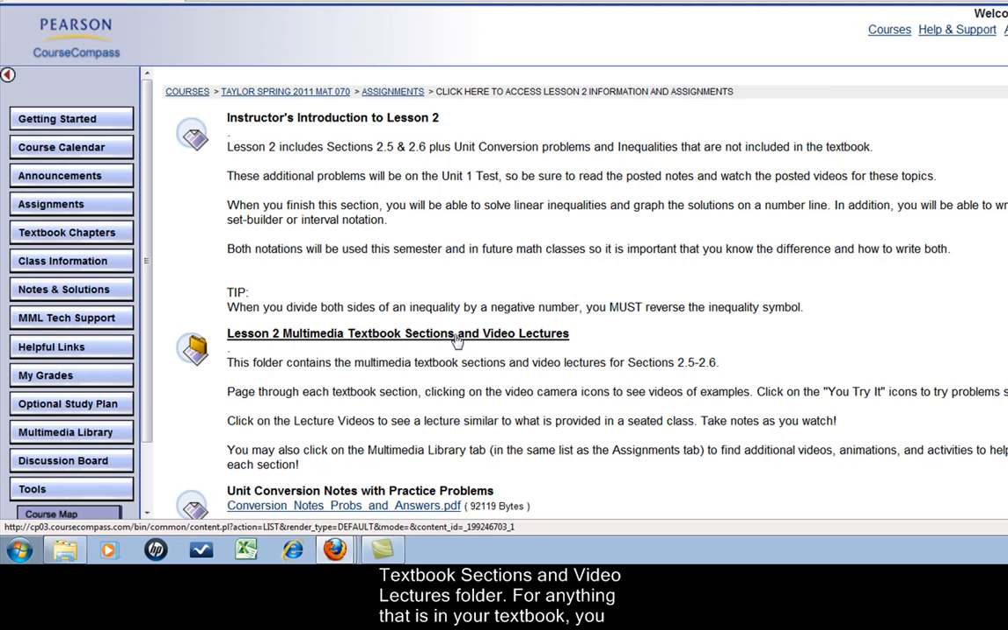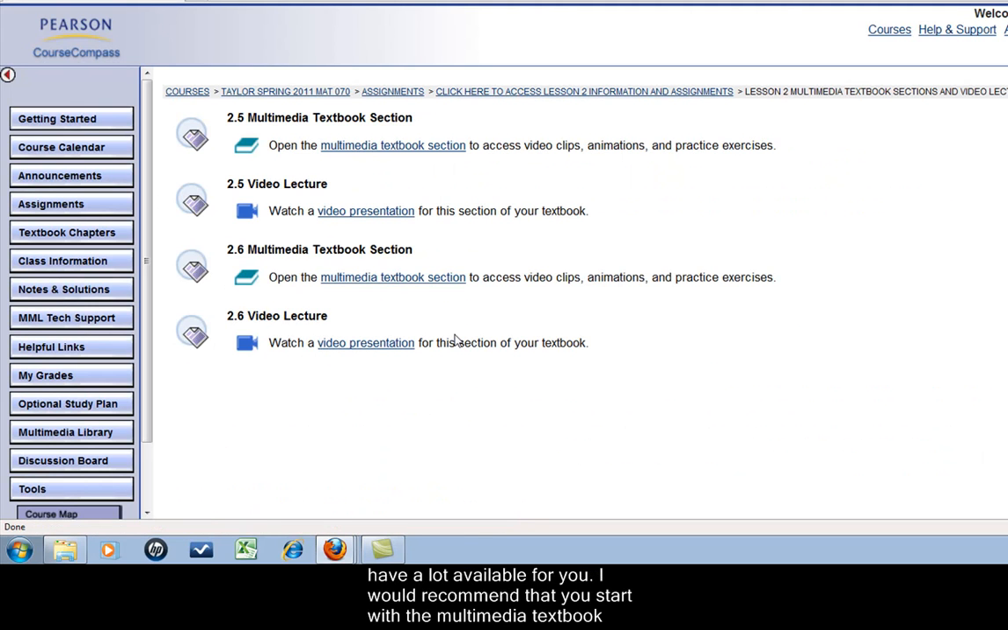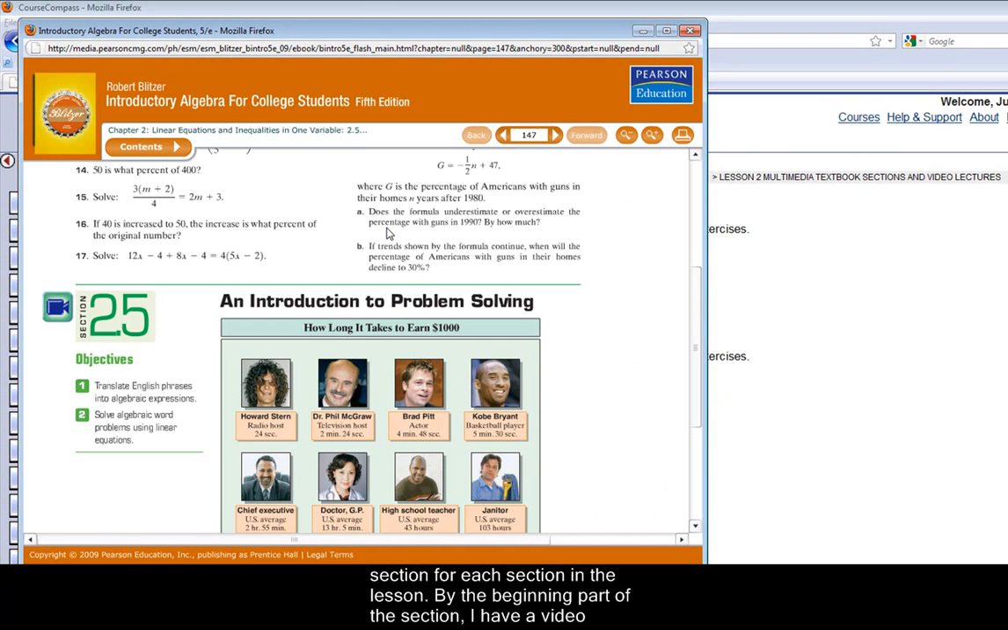Alright, let's go down to the textbook sections and video lectures. For anything that is in your textbook, then you have a lot available for you. I would recommend that you start with the multimedia textbook section for each section in the lesson. By the beginning part of the section, I have a video camera icon that includes a section lecture, and that's usually 8 to 15 minutes, something like that. Basically an instructor going over everything in the section as far as concepts with some examples.